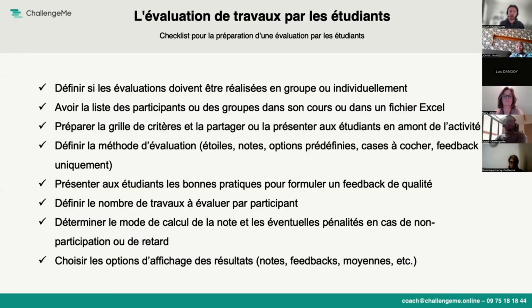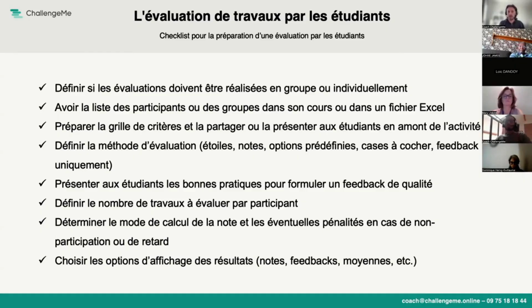In this criteria grid, you'll define which criteria to use, but you'll also be able to define the evaluation methods. On the platform, you'll be able to set up different methods. You can ask students to evaluate each other using a star rating system. This is a bit more playful. It's similar to how we rate restaurants, hotels, and so on. You can also simply ask them to give grades, which is a more traditional academic approach.